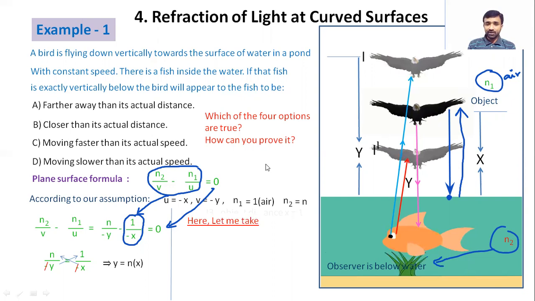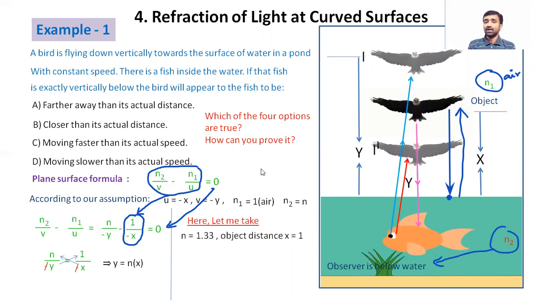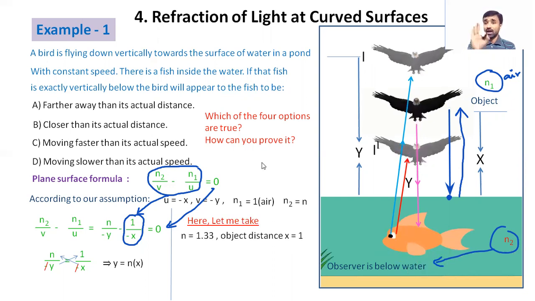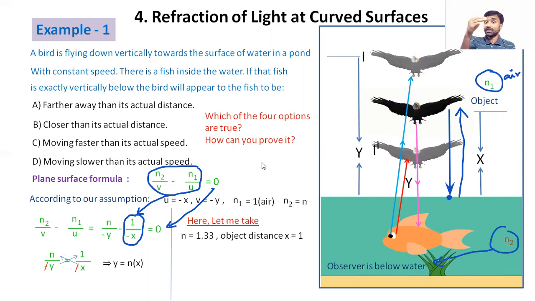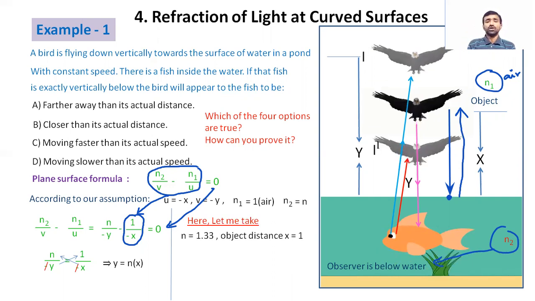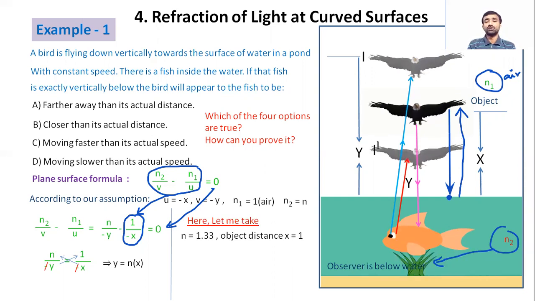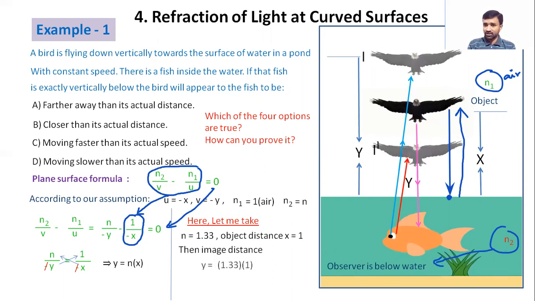I know the refractive index of water, according to our 9th class lesson, is 1.33. So I am taking n equal to 1.33, the refractive index of water, and object distance x equal to 1. It is an assumption only, to get an idea about y, the image distance. You can find it by substituting these values in the relation y equal to nx. So the image distance y will be 1.33 into 1.